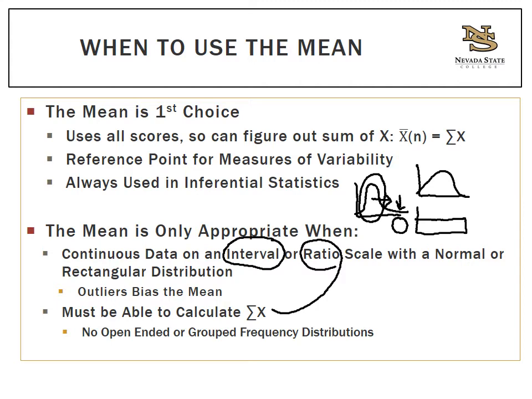Also with group frequency distributions, assuming you don't have the raw data, but you're just given, say, age. So age is ratio and it's continuous. But if you're just given a group frequency distribution with that data, it looks like 0 to 19, 20 to 39, right? So on those group distributions, you don't have the raw data to calculate the sum of x, so you would not be able to use the mean in that situation unless somehow you got the actual raw data.